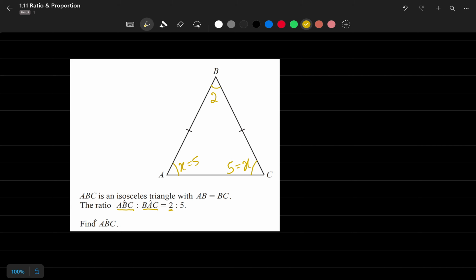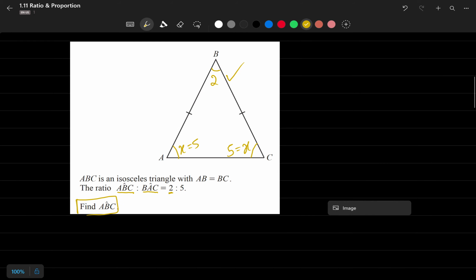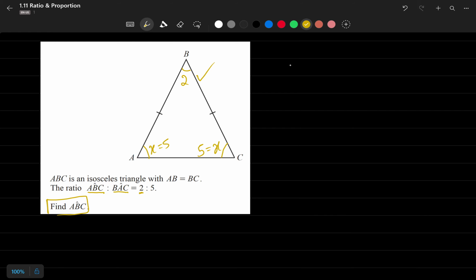Now we have to find the angle of ABC. We have to find this angle, which has a ratio of 2. Now let's just add the total number of the ratio. So 5 plus 5 plus 2 is equal to 12. The total ratio is equal to 12, and we know that the total angle of a triangle is equal to 180. So let's just cross multiply to find the angle one ratio has.